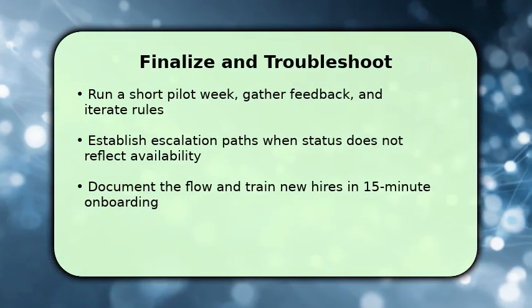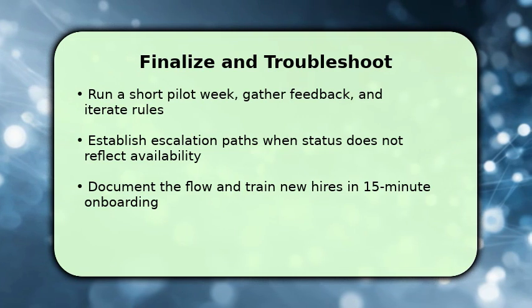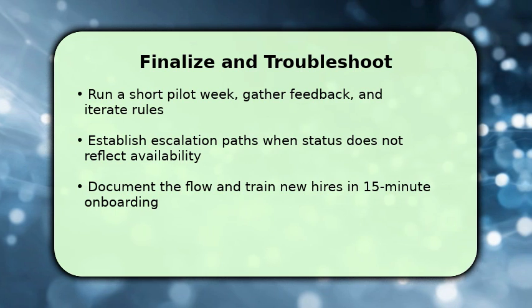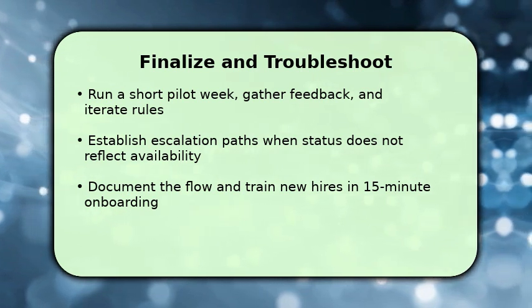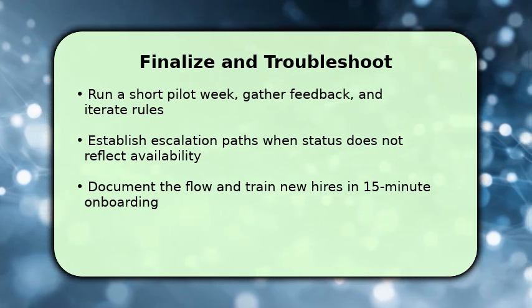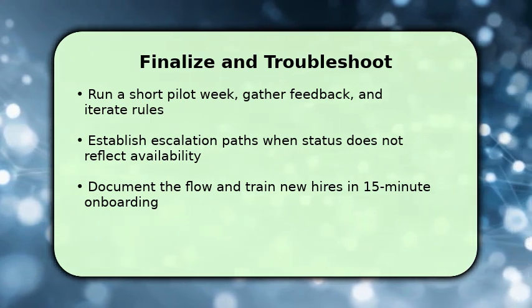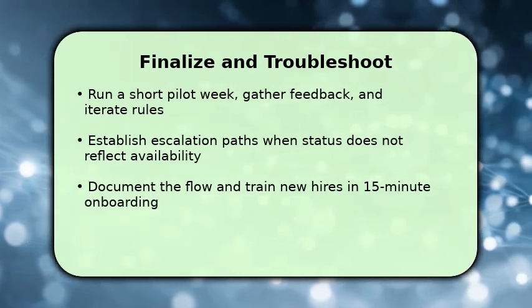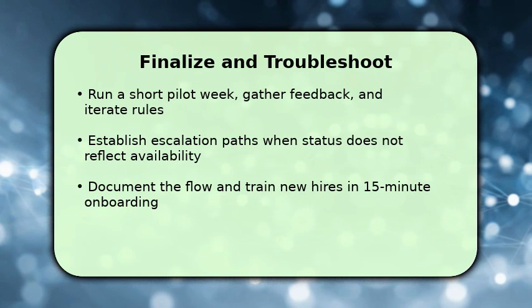Finish by running a pilot week, observe mismatches, and iterate your rules quickly. You must validate that automation and manual inputs align and train people on quick fixes. Once stable, codify escalation paths. If status looks wrong, call the on-call number or ping the escalation channel. Make sure to document the flow and include a 15-minute onboarding step for new hires.